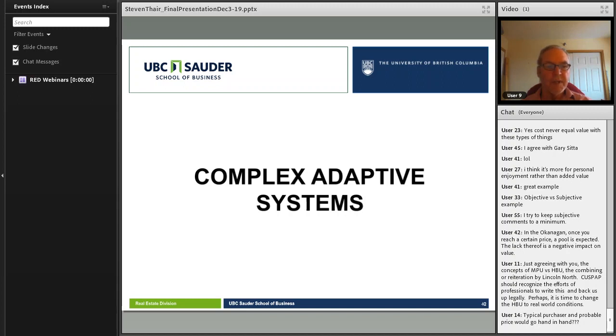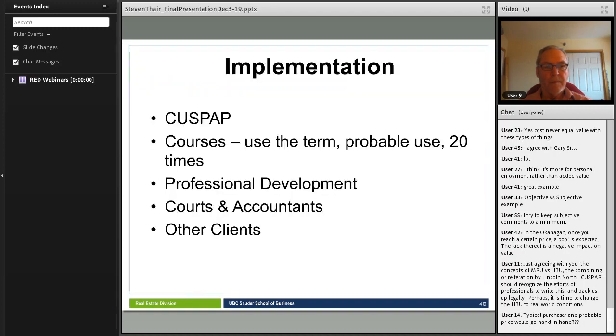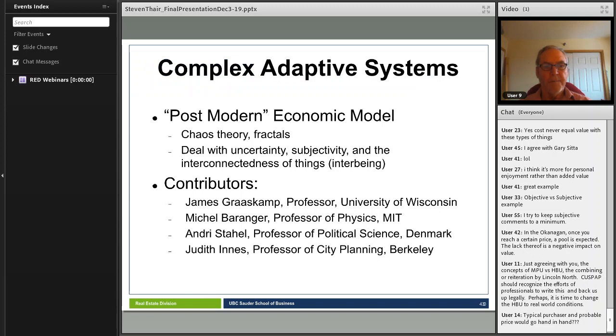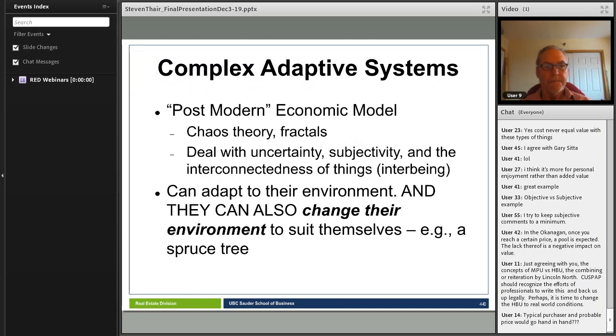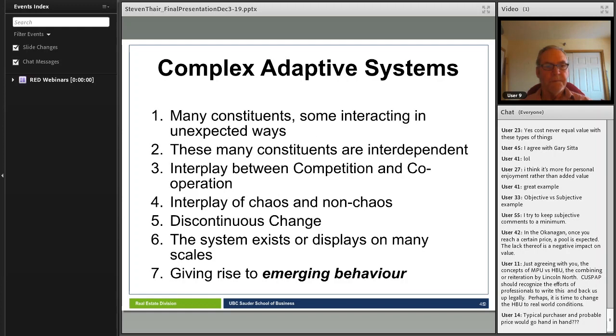So, complex adaptive systems. I'm going to see what I can do with this in 10 minutes. Let me see here. Yeah, I'm going backwards in time, so I'm jumping through. Okay, complex adaptive systems. This is an outgrowth of, you'll remember, chaos theory and fractal theory. This is an application of those ideas, and you got a whiff of it in my presentation, where the role of uncertainty and the role of relativity rather than objectivity are recognized.